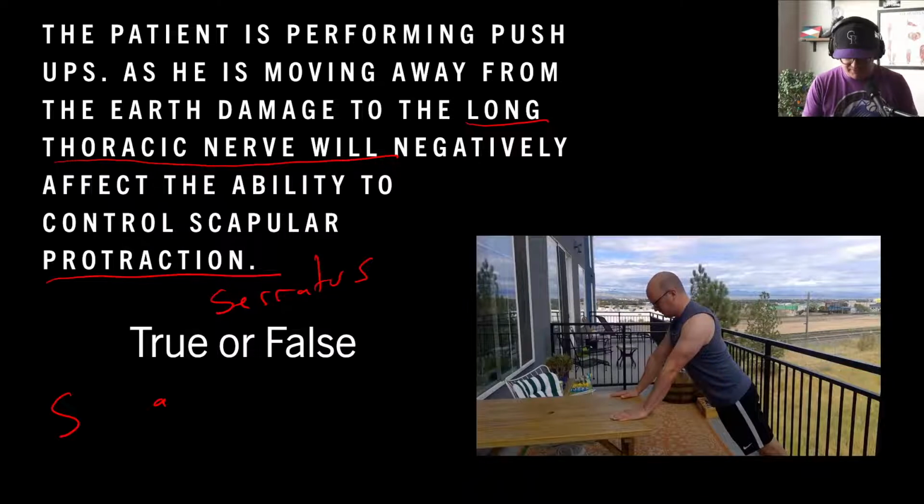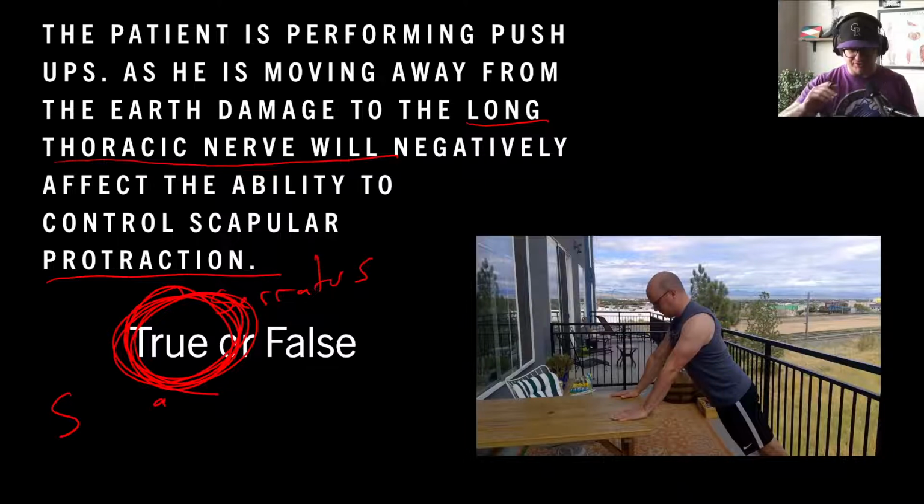Good job, the three of you voting. True, true, true, true, true, true. Long thoracic is the serratus. Serratus is controlling protraction as the patient moves away from the earth. Awesome.